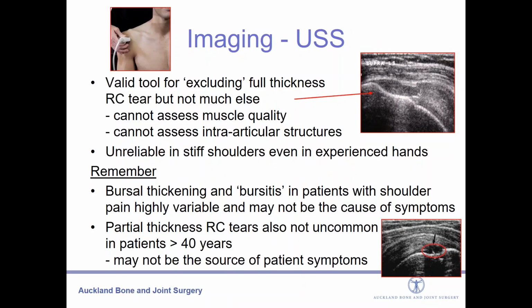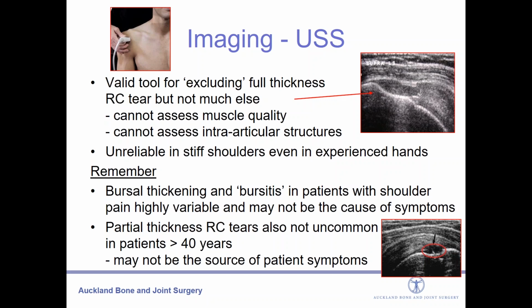Imaging, ultrasound, it's always the orthopedic surgeon's bugbear, I guess, because we know that ultrasound is the only investigation, at least at this point in time, that's easily accessible in the primary care setting. And it is valid when used for the appropriate reasons. But if you look at the literature, it's really only been demonstrated to be a valid tool for excluding a full thickness rotator cuff tear, not much else. So it can't assess intra-articular structures, it can't give you any good assessment of muscle quality, and particularly if you've got a very painful stiff shoulder where that patient has lost range of motion, even in the most experienced radiologist's hands, it's going to be very unreliable.